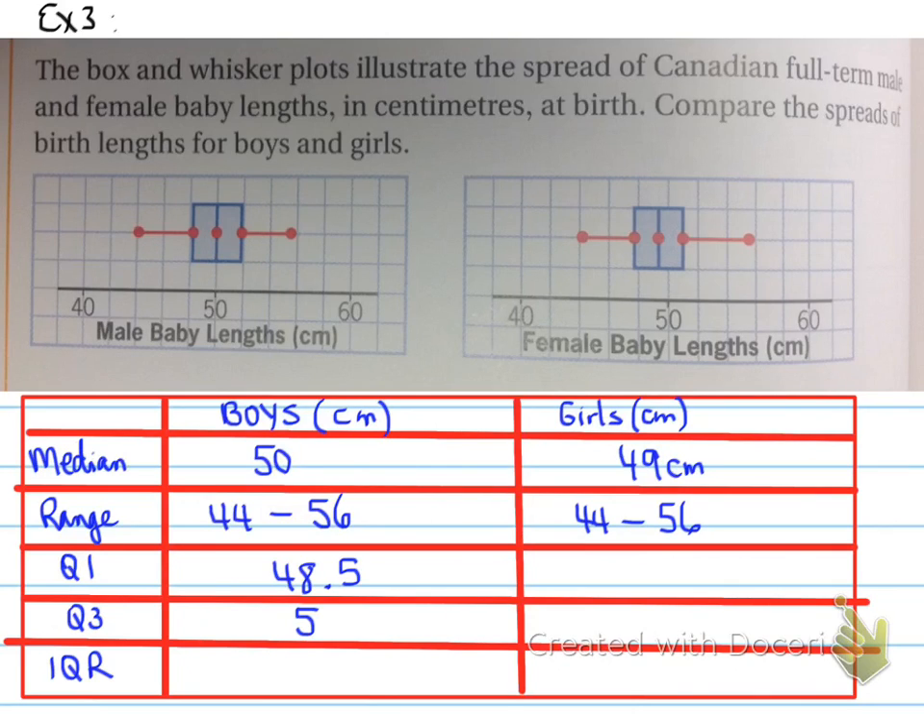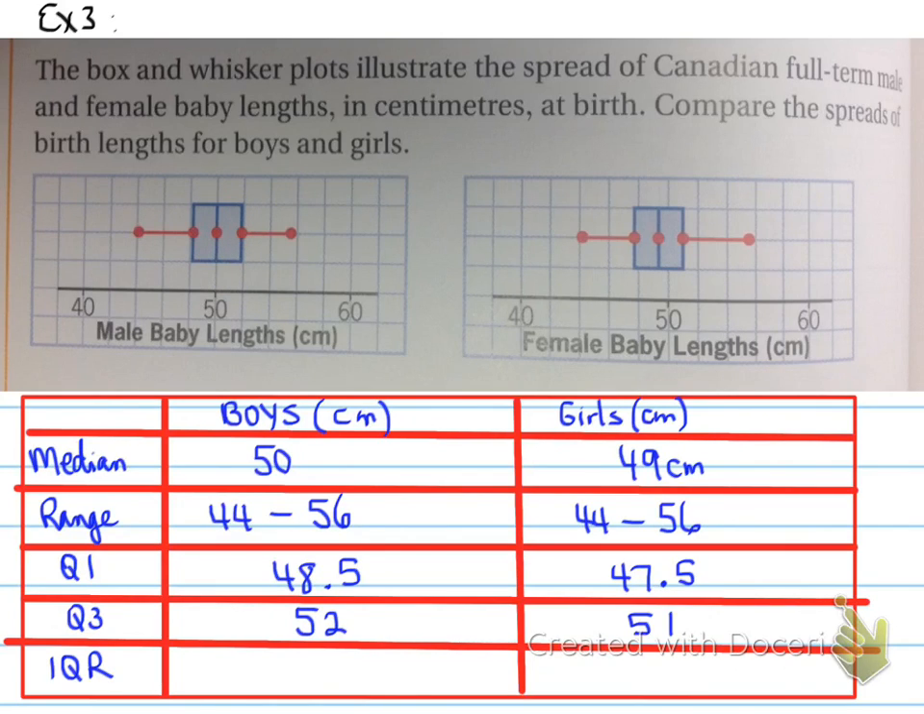Q1 is about 48.5. And how do you calculate that value? Well, you look at here and say, all right, my Q1, if we had the values, is about 48.5. My Q3, looking at the Q3, is about 52.